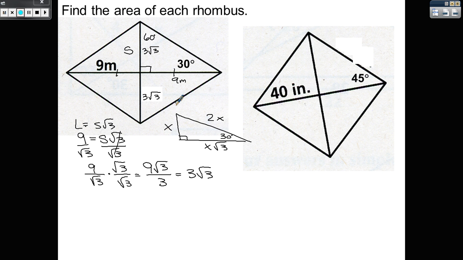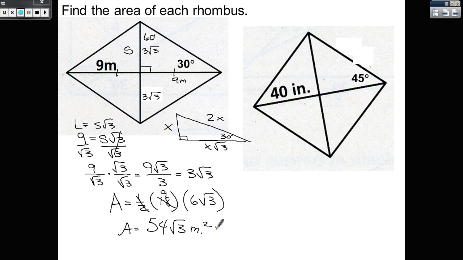Okay? So the area of this figure is 1/2 diagonal 1. I know 9 and 9 is 18 times diagonal 2. 3 radical 3 plus 3 radical 3 is 6 radical 3. Again, 3x plus 3x is 6x. We're just adding the like terms there. The radical 3 is treated just like a variable. Half of 18 is 9, and 9 times 6 is 54. So the area of this is going to be 54 radical 3 meters squared.